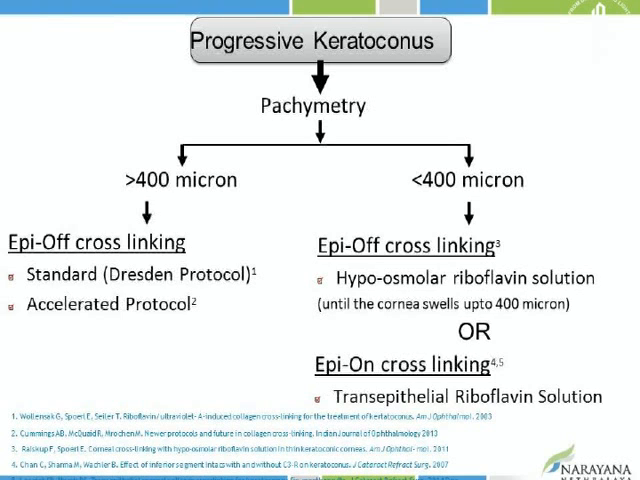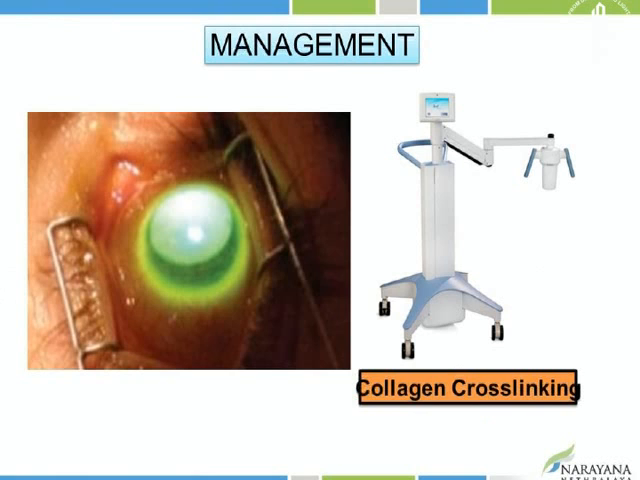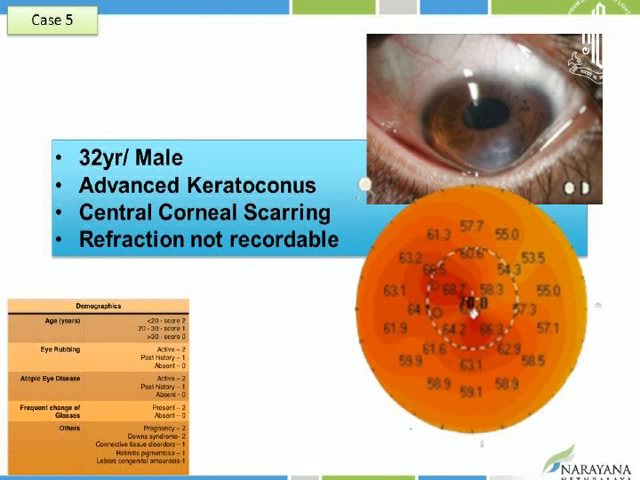As Sir has already mentioned, the type of cross-linking depends mainly on the pachymetry. You would go for an epi-on with a pachymetry of more than 400 microns. If the pachymetry is less than that, we can either go with a hypoosmolar epi-on cross-linking or a transepithelial.